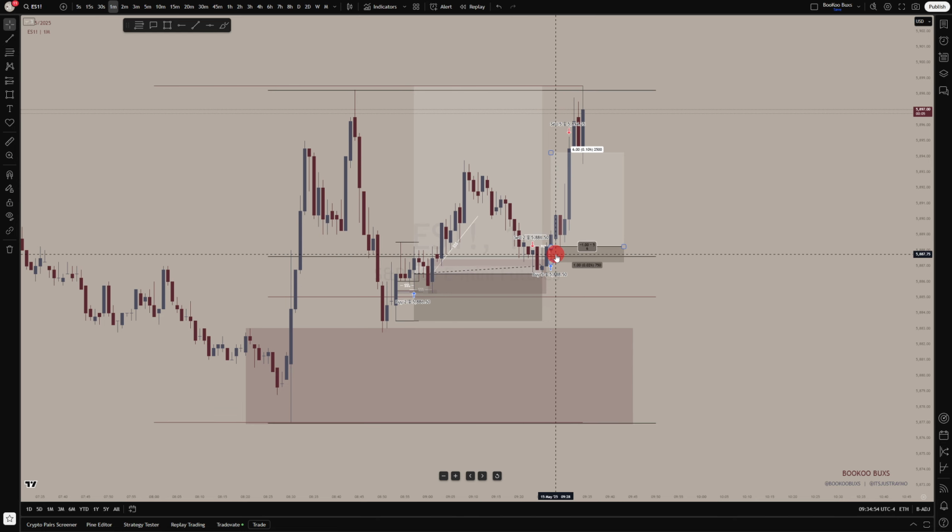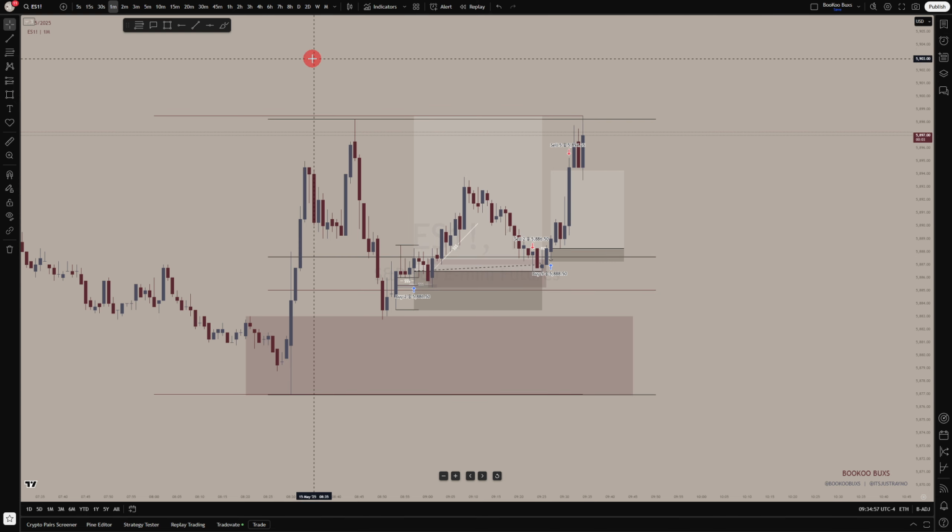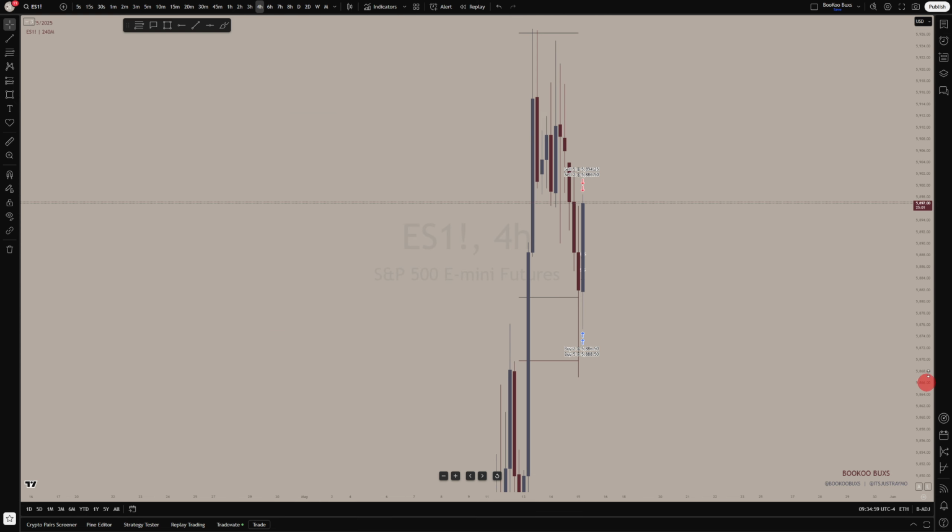One was a break even and one was a winning trade. Let's first zoom out and break down the higher time frame.